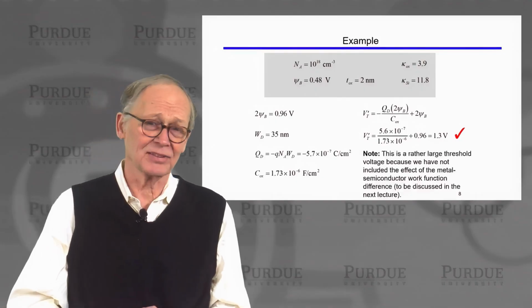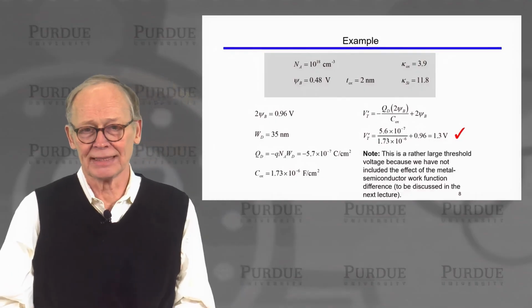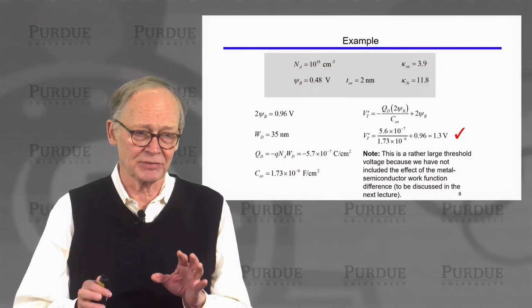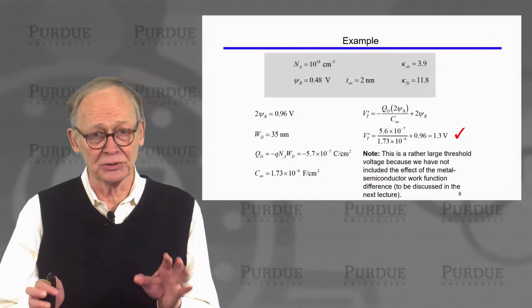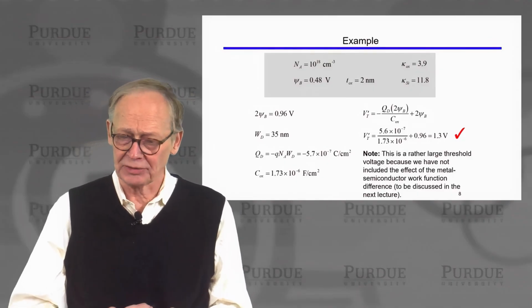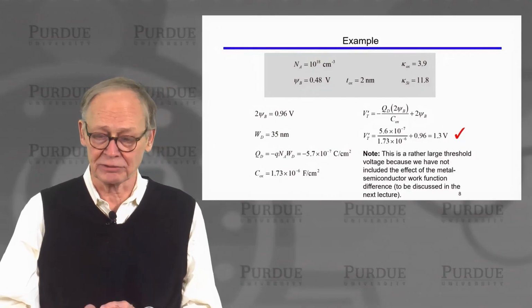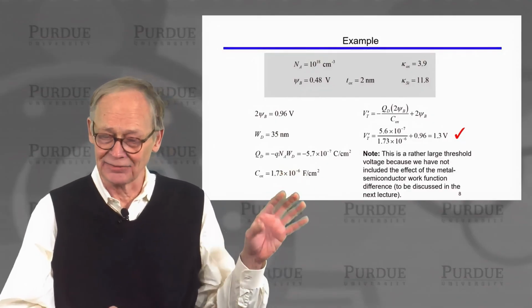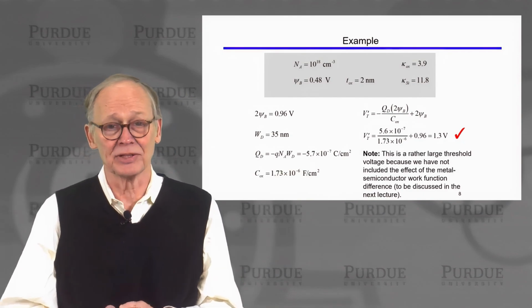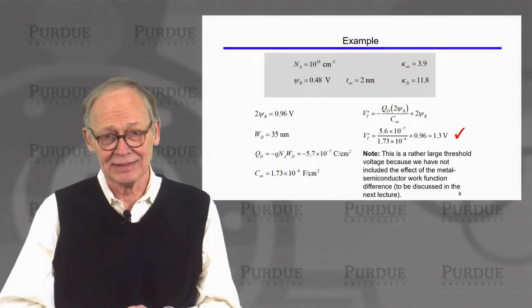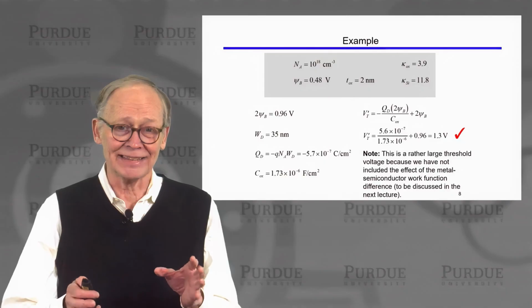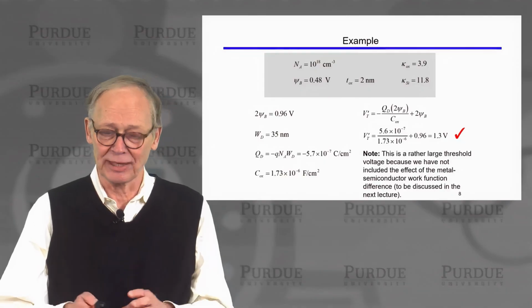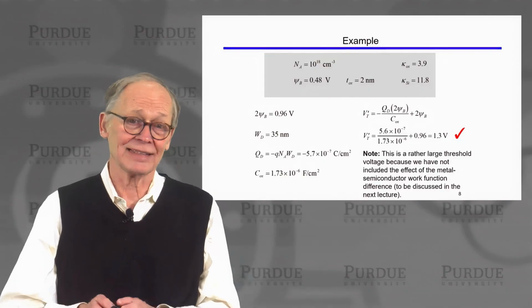I'll point out that this is a rather large number. Typically this would be a threshold voltage that's too large for us to use under reasonable conditions in most of the circuits that we're interested in. That's because we have not accounted for non-ideal effects like the semiconductor work function difference. We're still talking about this ideal system that we call VG prime or VT prime. We'll discuss that in the next lecture.